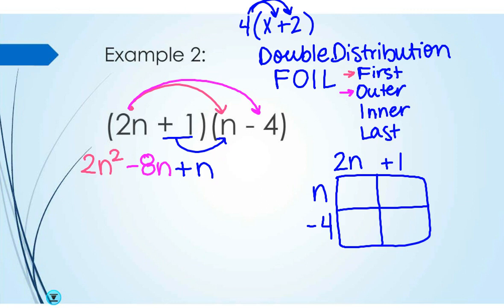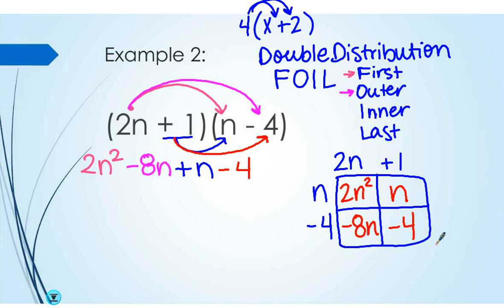And then we handle our last terms. We distribute our last term to the last term. 1 times -4 is -4. Now I could have wrote these same things here in this box. 2n times n is 2n squared. N times 1 is 1n. 2n times -4, -8n. And -4 times 1 is a -4.